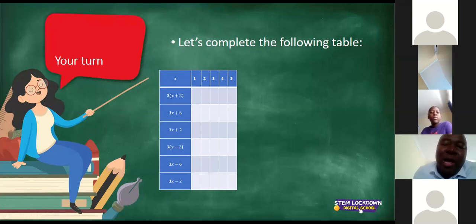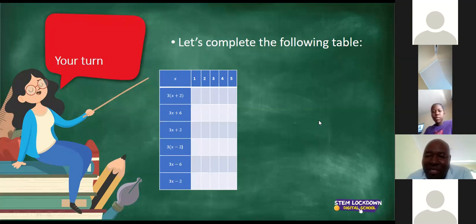Obviously, when you multiply 3 by x plus 2, when you substitute x as a value of 2 there, you'll have 2 plus 2, which is 4. 4 times 3 is 12. 12. Does it make sense? Are you with me? Yes. Thank you very much indeed.